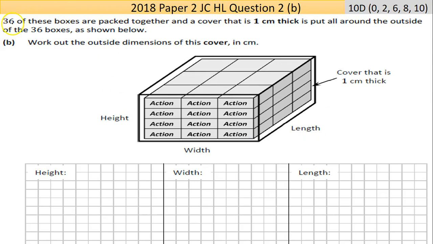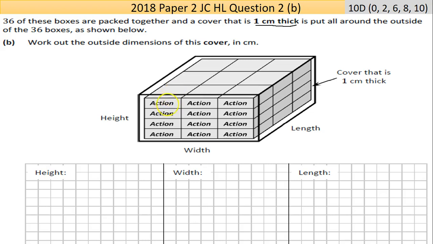Now part B has a more complicated shape. The original shape is there, if you can see it, with the action written on it. So we're talking about some sort of bigger container. 36 of these action boxes are packed together, and a cover that is 1 centimeter thick, and they put that in bold for a reason, so that's going to play in later on, is put all around the outside of the 36 boxes as shown below.